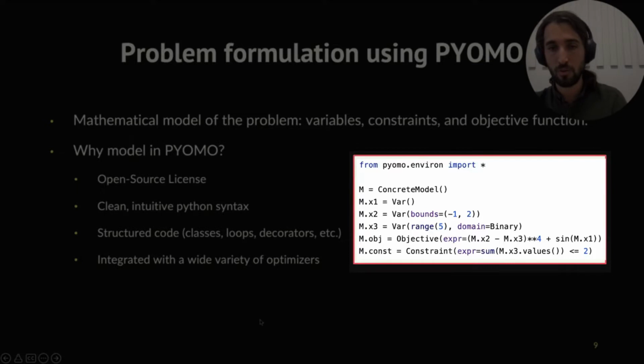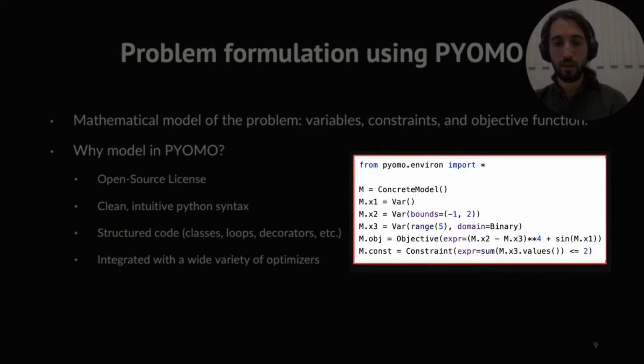So let's see how we do it. We can define a variable. We can give it some bounds. It can be maybe a domain, maybe integer, maybe some float number. We can define a vector of variables. It's x3, and here range 5 is just the indexes of the variables. Okay, so those are variables.